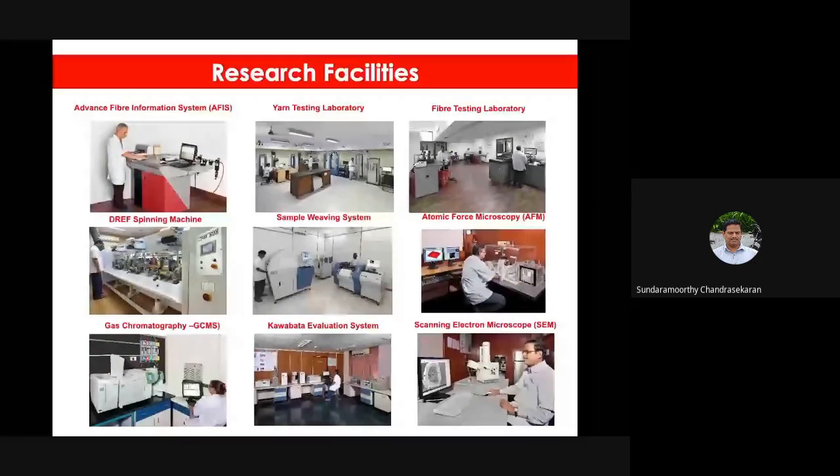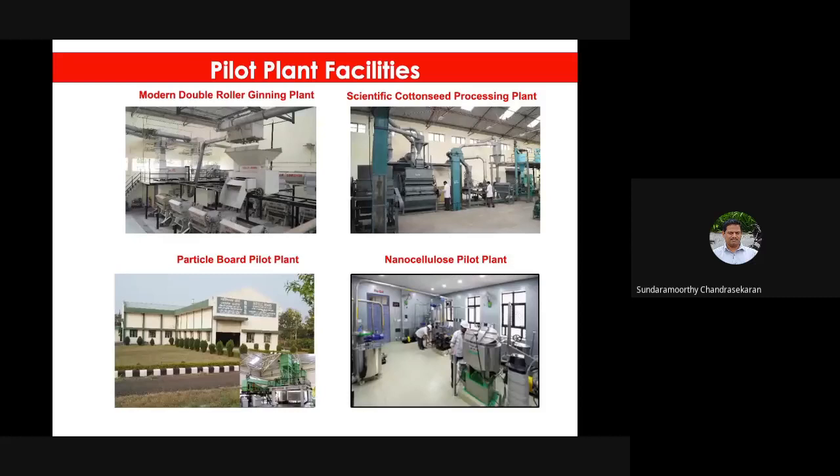And another facility, specifically boosting our venture into agribusiness incubation, is the pilot plant facilities. In our institute, we have a pilot plant facility for ginning. We also have a scientific cotton seed processing plant established at our institute at Nagpur. And we have a particle board manufacturing plant which has been established with the help of international funding, with a capacity of almost 1 ton per day. We can produce particle boards using cotton stalks or any other raw materials which can be trialed at this particular plant. And there is a nanocellulose pilot plant, which is one of its kind in India, we can say. We have established this plant with a production capacity of almost 10 kg per day of nanocellulose.